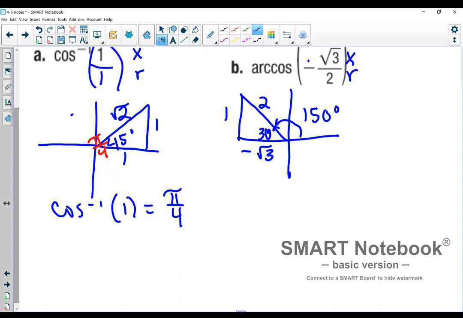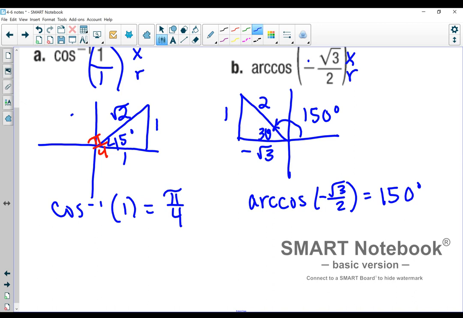And so then I would say that the arc cosine or cosine inverse, same thing, of negative square root of 3 over 2 equals 150. If I say 30, I would be wrong, because 30 would be an angle in quadrant 1, and I don't really mean that. I mean that this has to have a negative. It needs to be in quadrant 2.